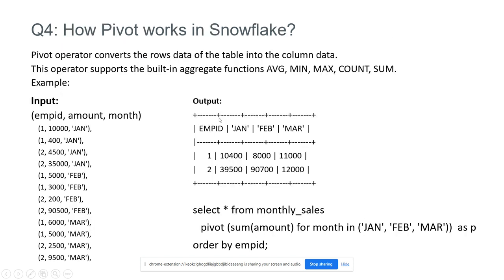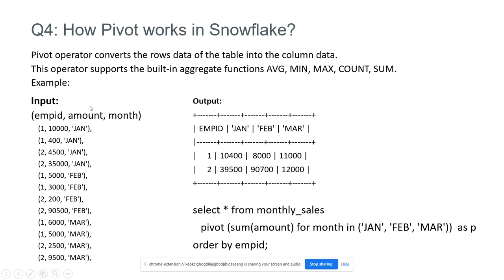Okay. So the next question is how pivot works in Snowflake. This is very important. In traditional databases or on-premise databases, we did not have an exact direct way of pivoting or unpivoting, but in Snowflake, it's very easy to pivot or unpivot data. Even in interviews, you may be asked many times, like I have some input data like this, and I want to see the output like this.